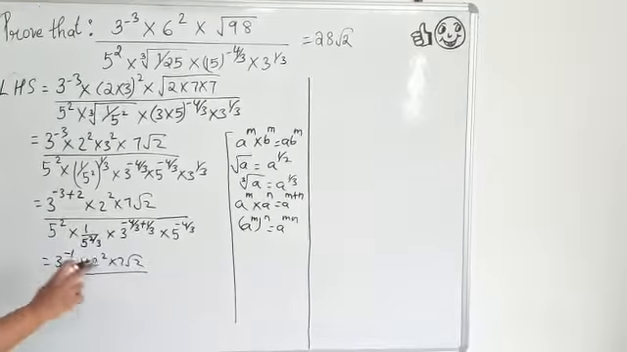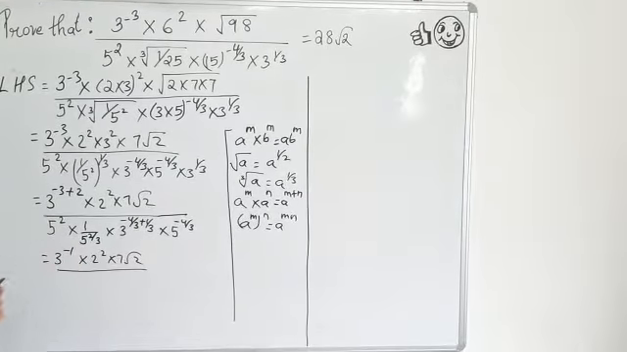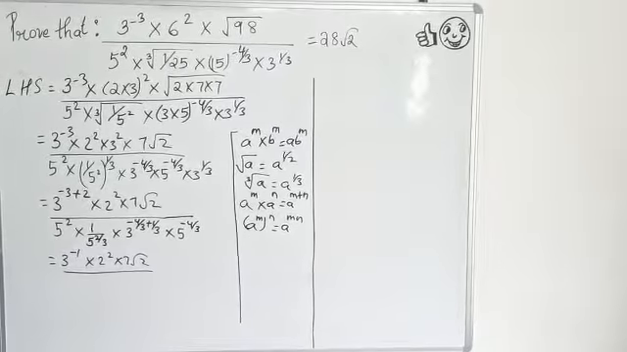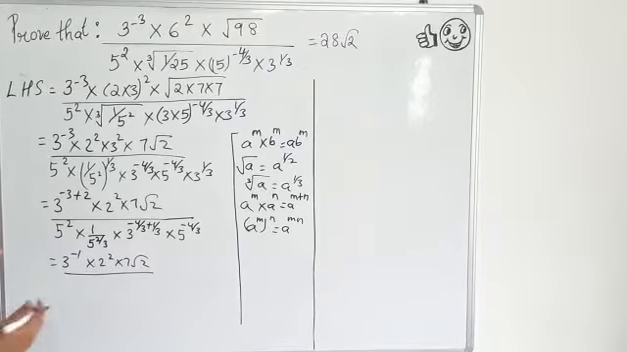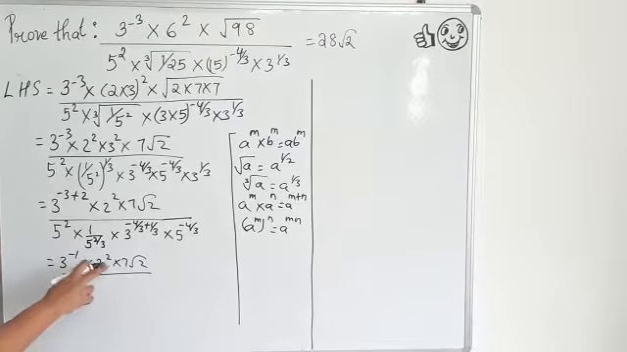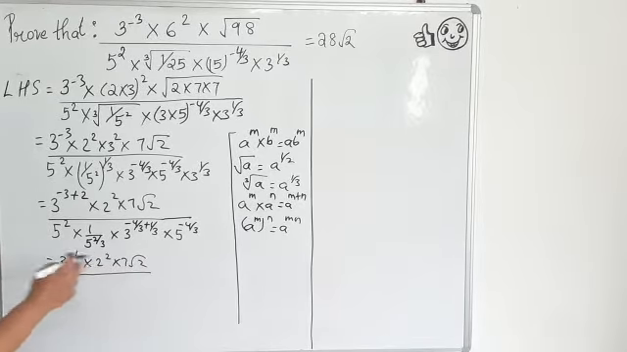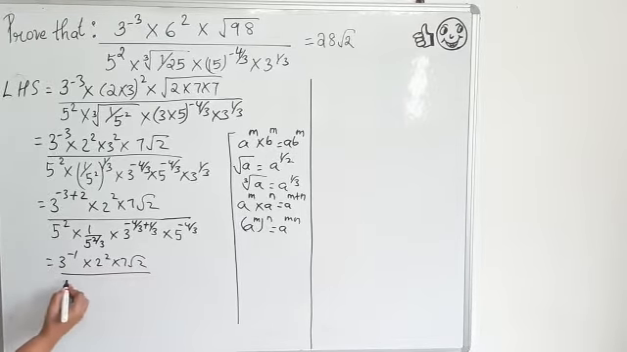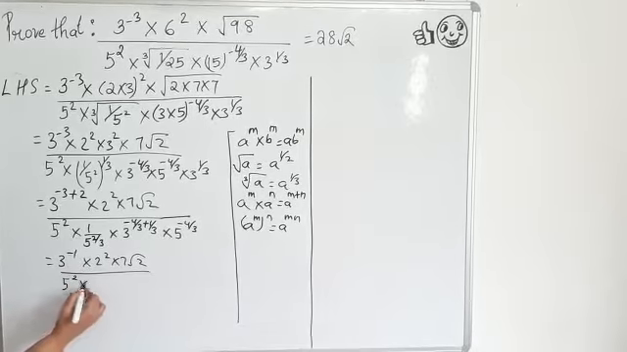So no need to expand, no need to write root 2 as 2 power 1 by 2, because in RHS we have to show 28 root 2. So it is easily showing 2 square into 7 is 28. Also root 2 is there. So then we have to write 5 square as it is.